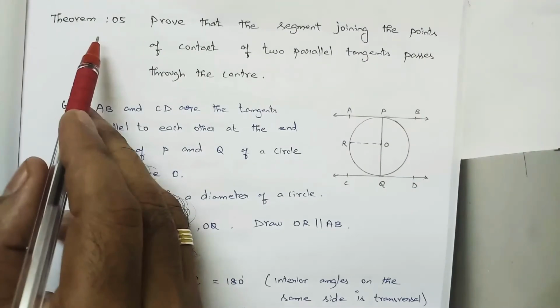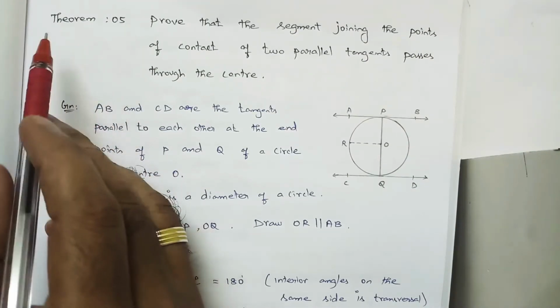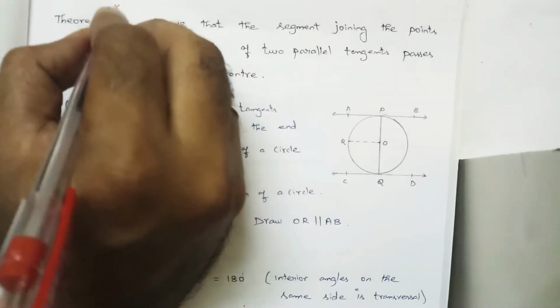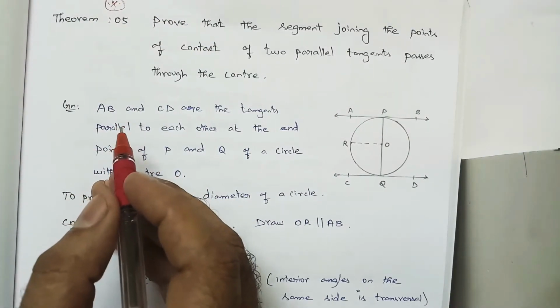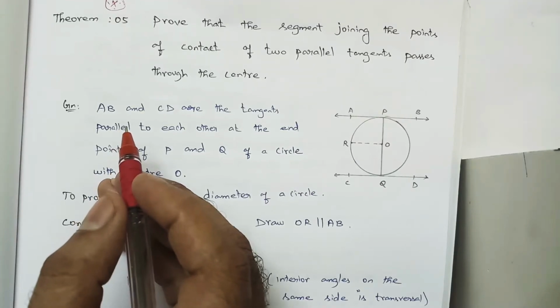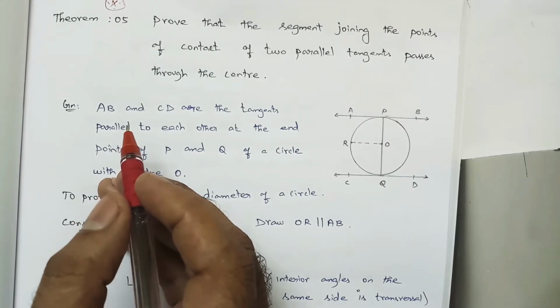Next is theorem number 5, right? Already we have completed 4 theorems. And theorem number 5 is also a somewhat important theorem, so many times it is asked for 2 marks. That's why I am proving it now. And this theorem is the converse of theorem number 4.